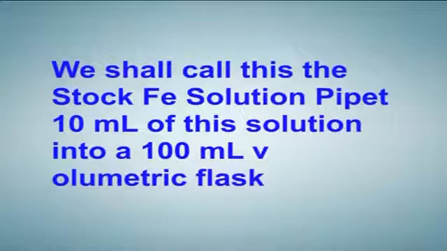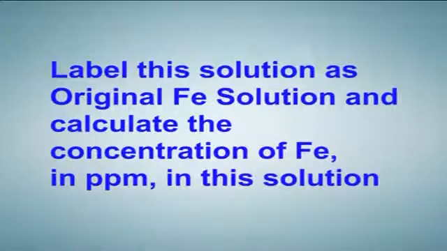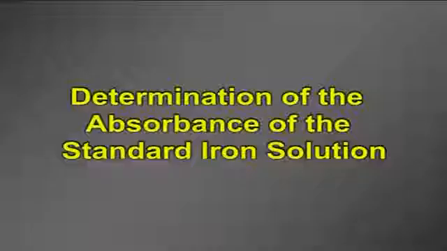Pipette 10 ml of this solution into a 100 ml volumetric flask, add 4 ml of 3 molar sulfuric acid and dilute to the mark with distilled water and mix well. Label this solution as original iron solution and calculate the concentration of iron in ppm in this solution. Determination of the absorbance of standard iron solution.